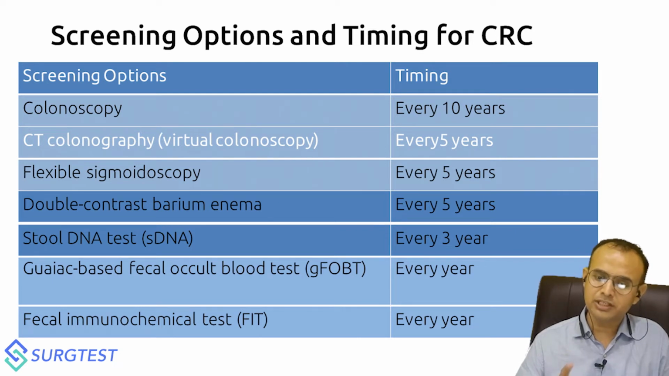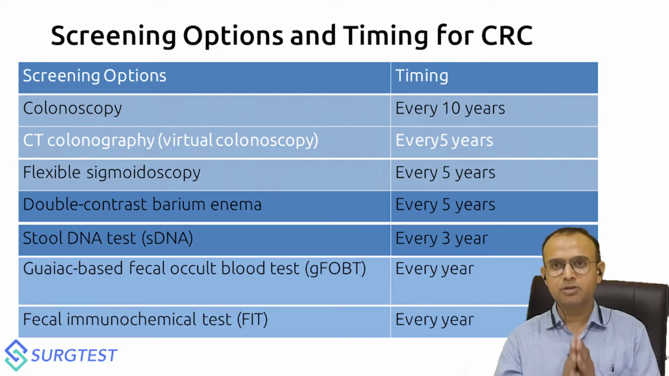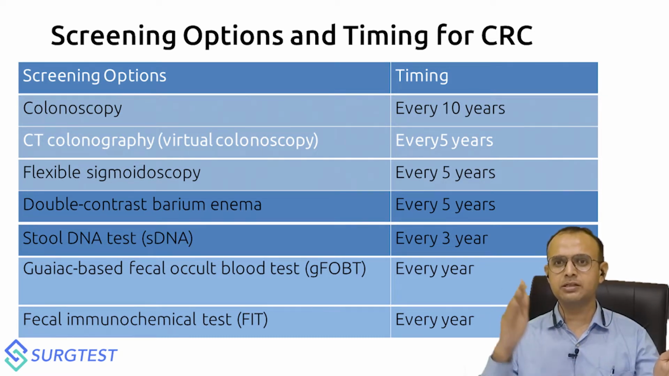Double contrast barium, if we are doing, should be done every 5 years. For a stool test, if it is stool DNA, we do it every 3 years. If it is FOBT or FIT, we do it yearly. So it is very clear: if the patient is average risk, meaning no family history of colorectal cancer, no personal history of IBD or cancer or adenoma, and not having any symptom.